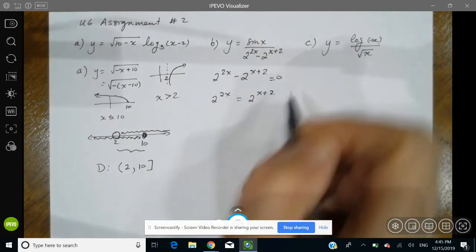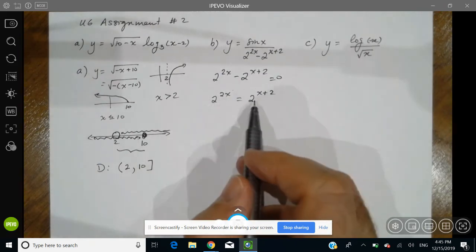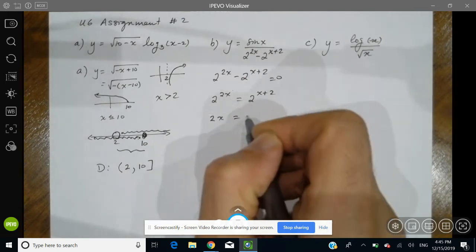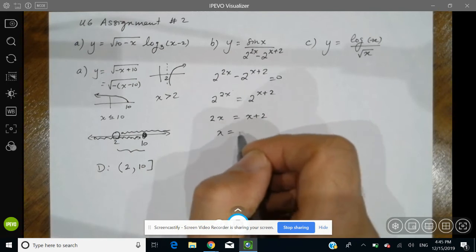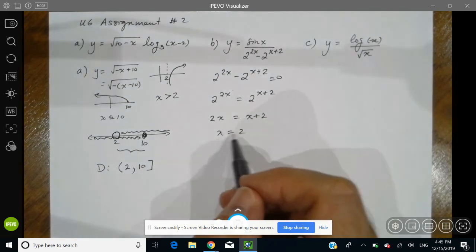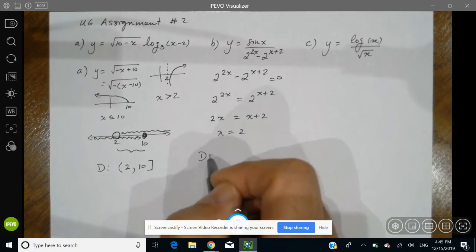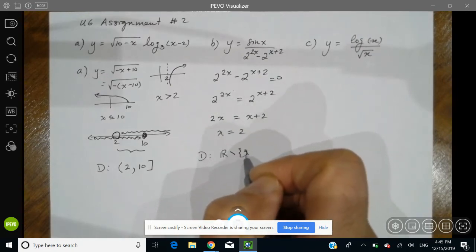Of course, if 2 powers are equal and they have the same base, their exponents must also be equal. So I have that 2x must be equal to x plus 2. Bring that to the other side, and x is equal to 2. This is the only value of x which makes the denominator equal to 0. So my domain is all real numbers except x equals 2.